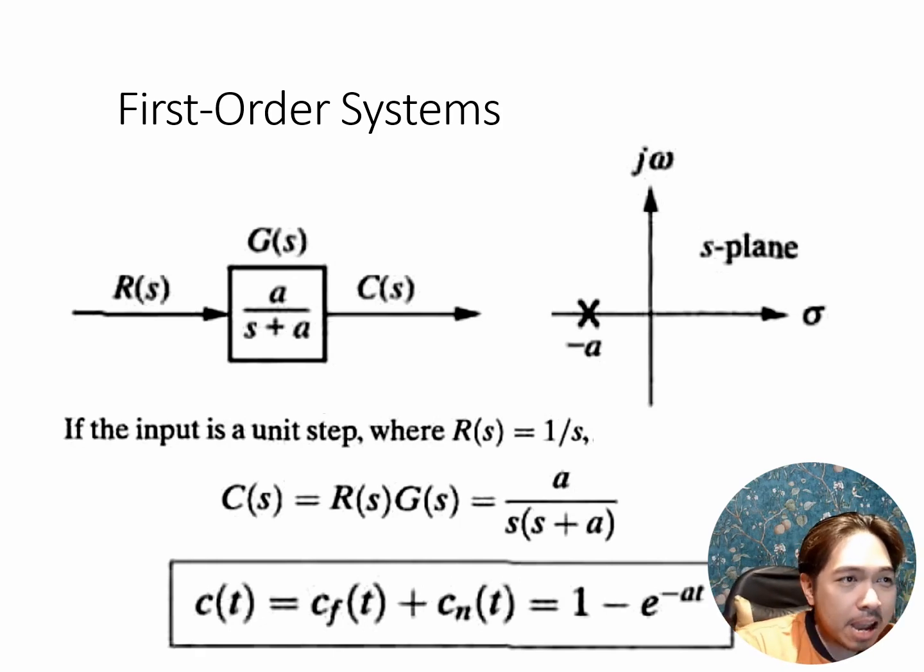So if we apply a unit step input, written in the Laplace form as 1 all over s, we can find the system's output by calculating the Laplace transform of the response. So this response shows how quickly the system reacts to a sudden change, which helps us measure its performance.